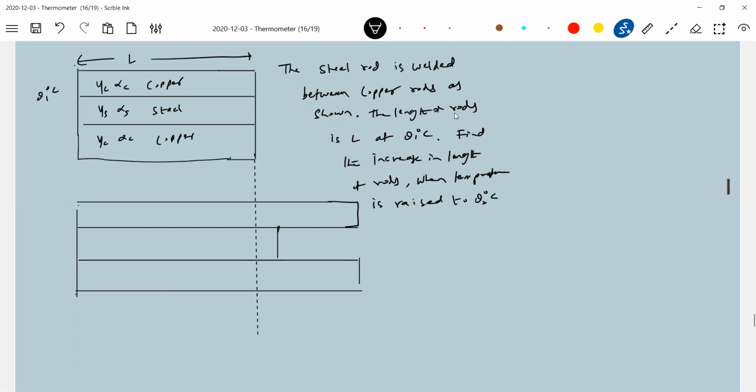Now you can ask questions. Why will copper expand? Because alpha C is greater than alpha S. They're sandwiched, no? So let me assume a situation like this here. So this is delta LC, and this will be delta LS. Okay, there's a diagram what we have. This is what we think. This is a natural length. If they are free to expand, this will be the case.